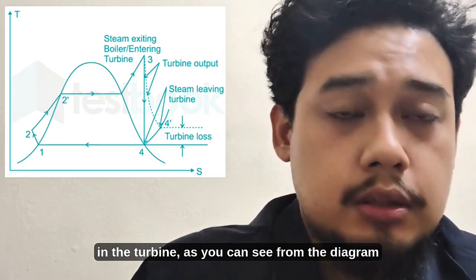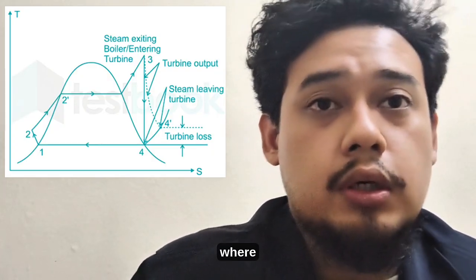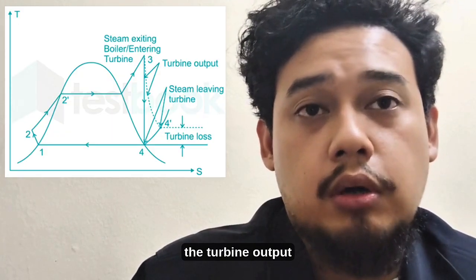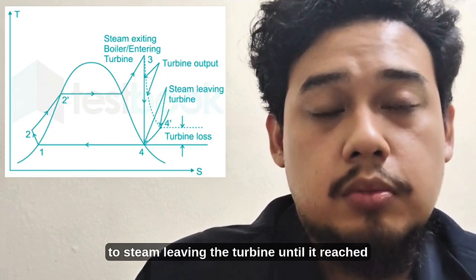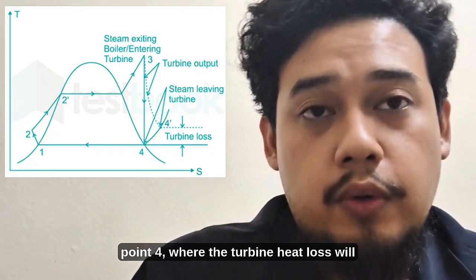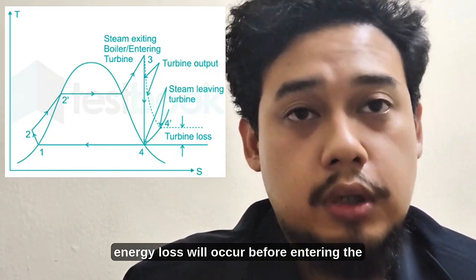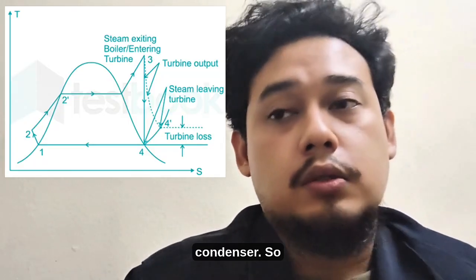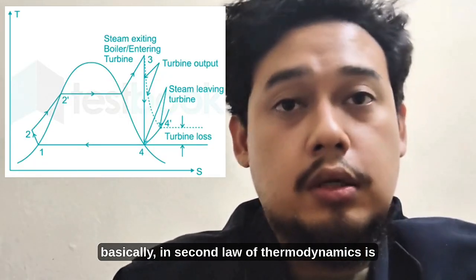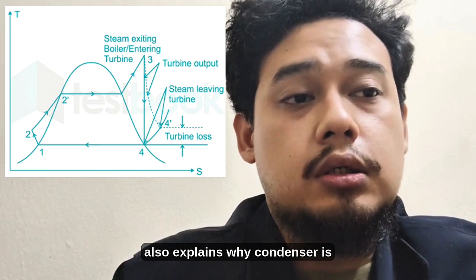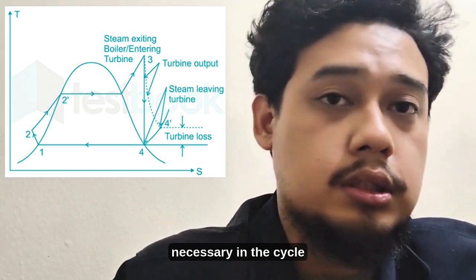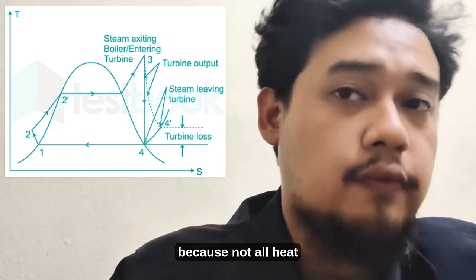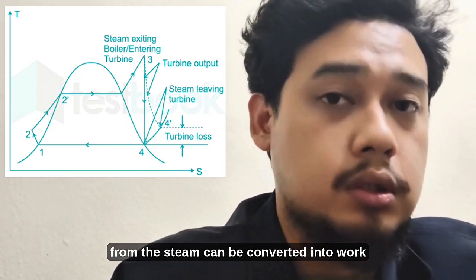So in the turbine, as you can see from the diagram, it will decrease, going downwards, the turbine output, and the steam leaving the turbine until it reaches point 4, where the turbine heat loss or energy loss will occur before entering the condenser. So basically, the second law of thermodynamics also explains why a condenser is necessary in the cycle, because not all heat from the steam can be converted into work.